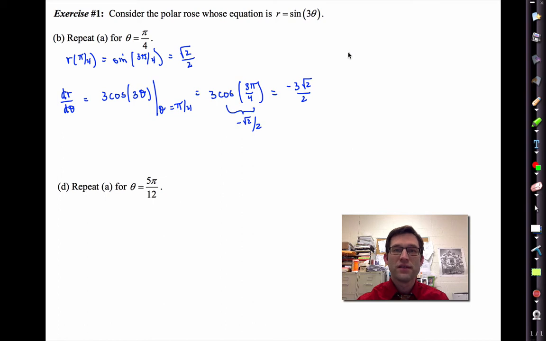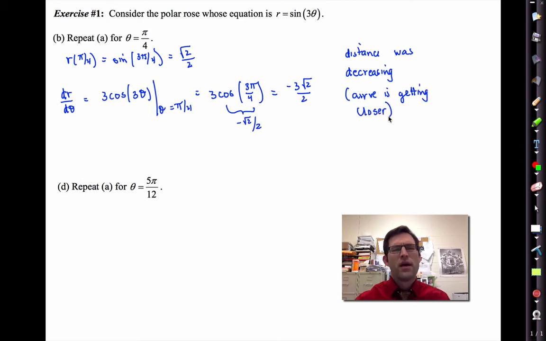Now, if you looked at the graph carefully, at pi over 4, what you should have found is that the distance was decreasing, or the curve was getting closer. Now again, you might just say, well, that's not a great surprise. The derivative dr d theta is negative there. Now let's keep doing it. Let's go with letter D apparently.